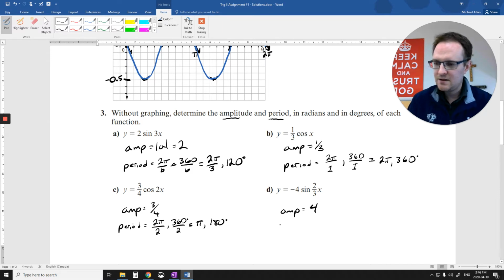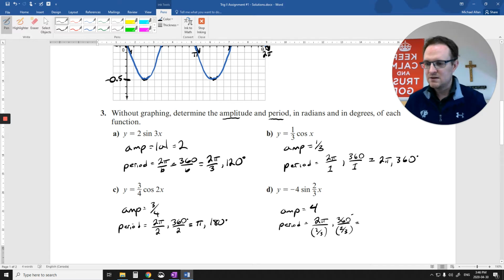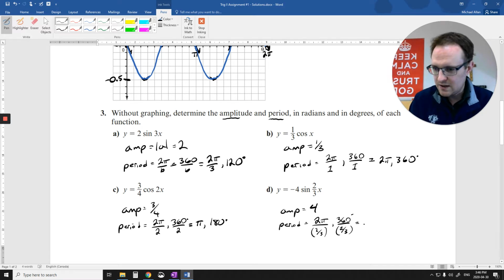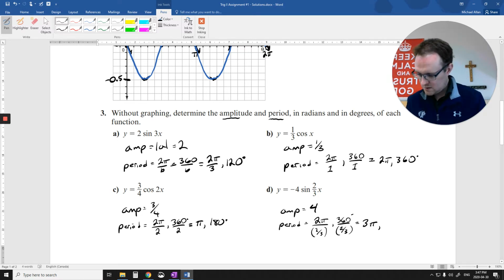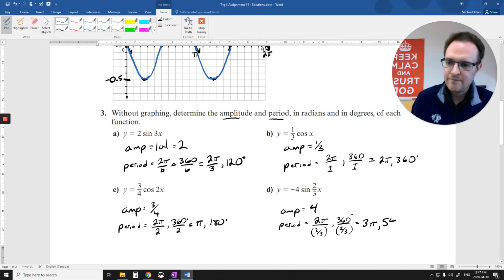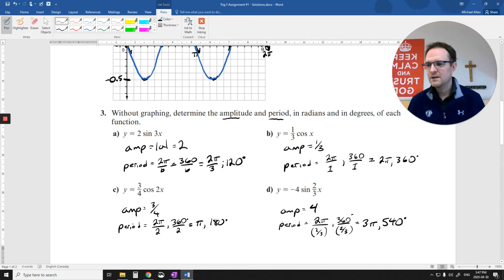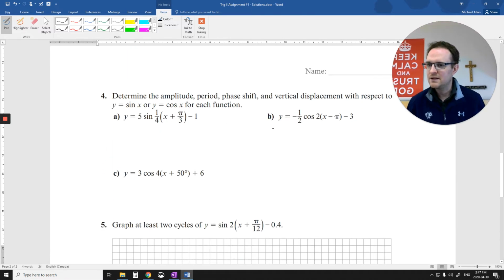Okay. And this one here, the best for last, apparently. My B value is 2/3. So I'm going to divide by 2/3 in all these cases. I guess these 2 cases. Now this one ends up being 3 pi. You do a little reciprocal, it flips over, the 2's will reduce out. And this one will be 540. Let's punch it in the calculator. There you go. Sorry about that mess up on B. At least I caught myself on that.